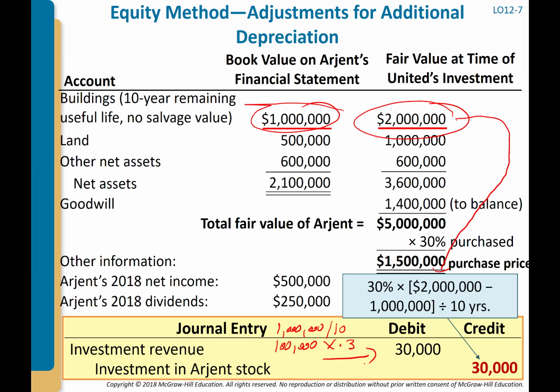So I'm taking back some of that net income, right? Remember before I took my share of their net income by debiting the investment and crediting the revenue? Now I'm taking some of that back for this extra depreciation, right? On the building.